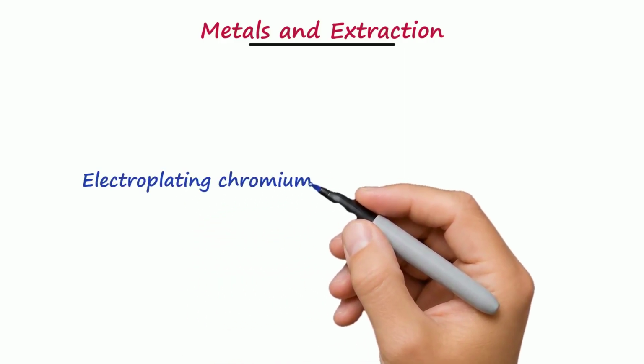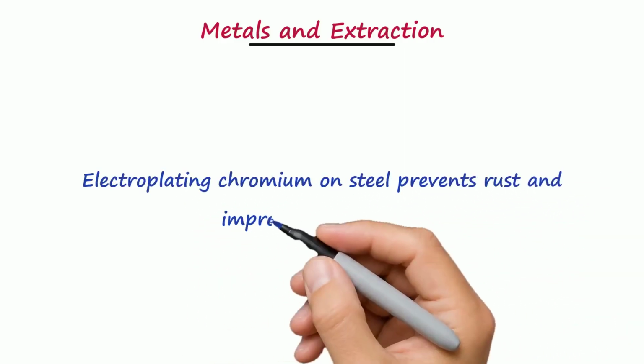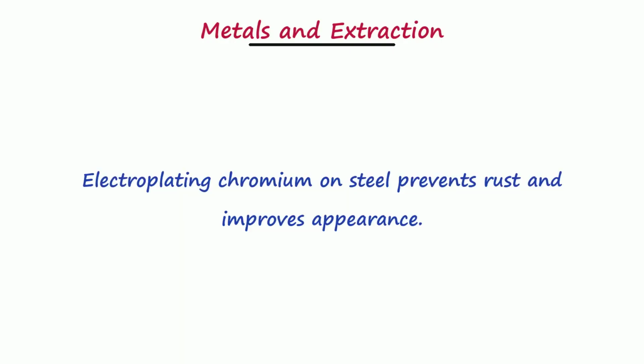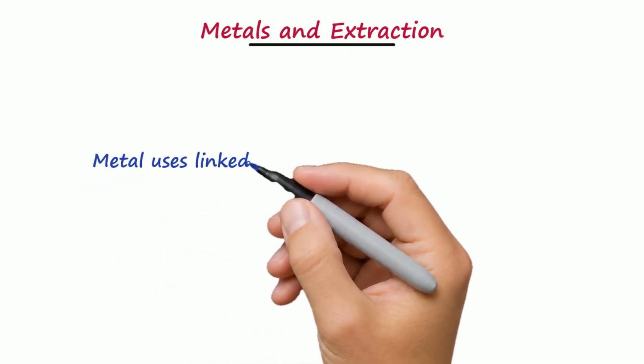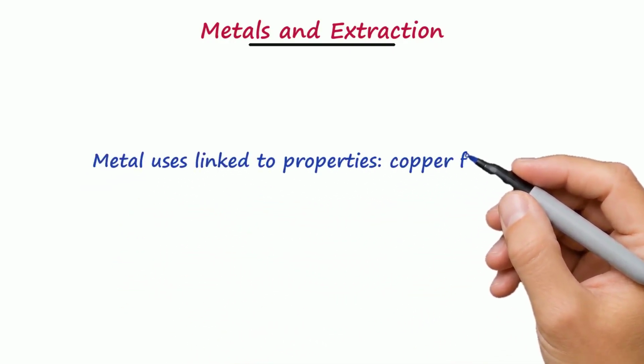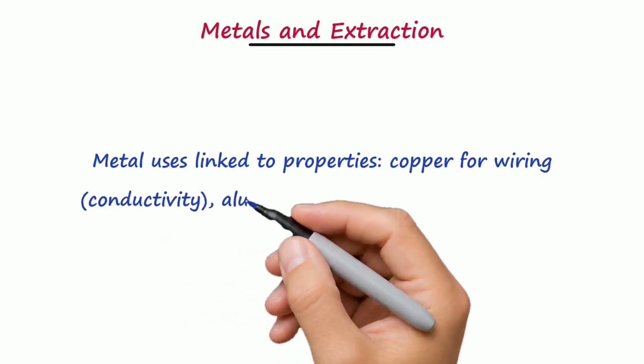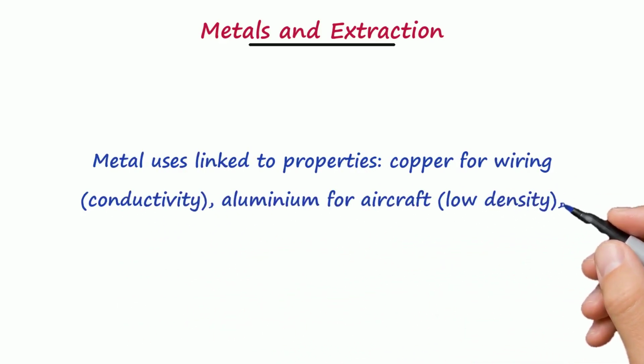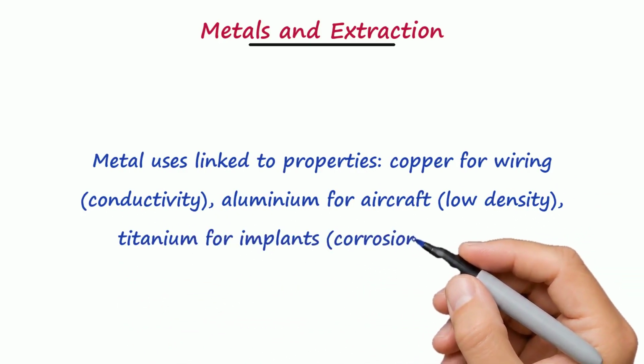Electroplating chromium on steel prevents rust and improves appearance. Metal uses linked to properties: copper for wiring, conductivity; aluminium for aircraft, low density; titanium for implants, corrosion resistance.